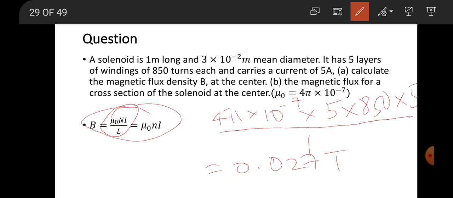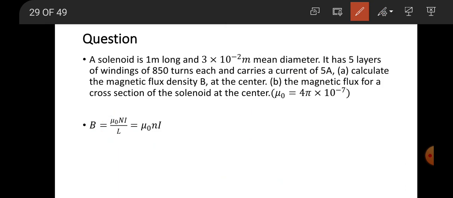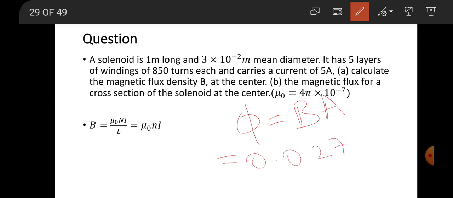Now the B part says we should find the magnetic flux for a cross section of the solenoid at the center. Okay, the magnetic flux. Now what is the relationship between magnetic flux and magnetic flux density? It's important for you to know that magnetic flux is equal to magnetic flux density multiplied by area. So your B, we got it to be 0.027. Now multiply by area. We are given the diameter.